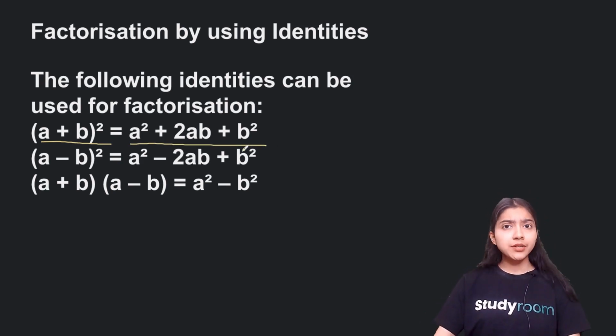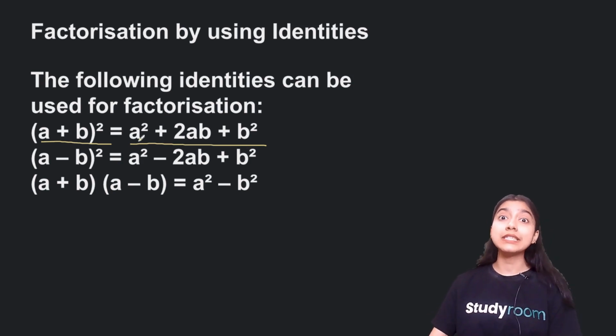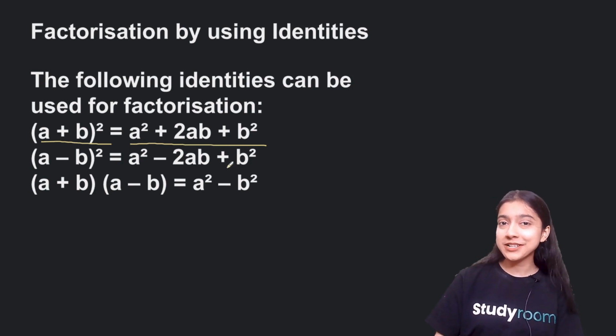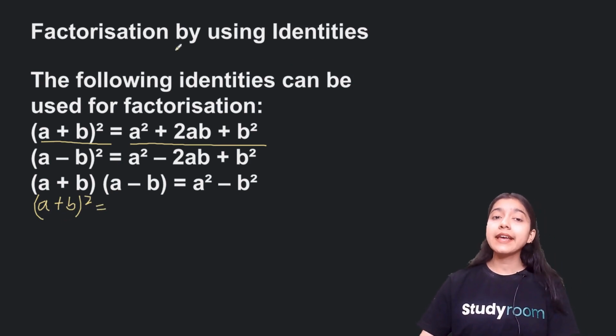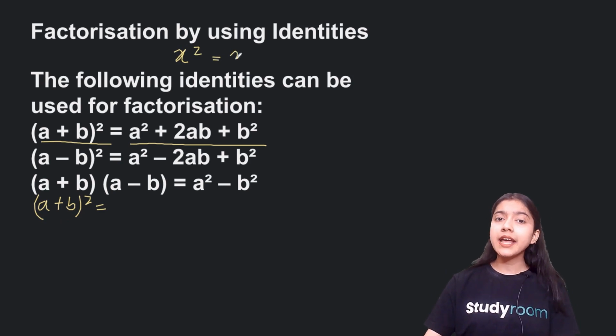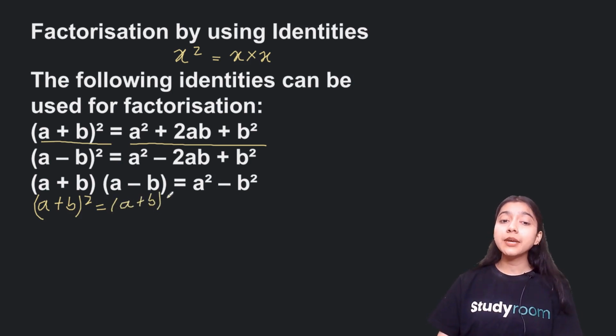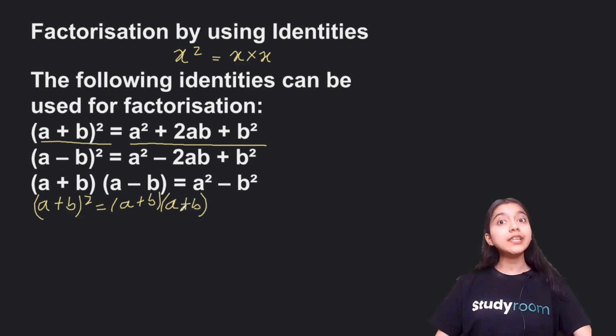Now you'll be telling, Madam, why do I believe that (a + b) whole square is equal to a square plus twice ab plus b square? You have to believe me because I'll prove it to you and show. So we have (a + b) whole square as our first identity, which gives us a square plus twice ab plus b square. Now, when I say x square, it can also be written as x multiplied with x. So in a similar way, (a + b) whole square can be written as (a + b) multiplied with (a + b), because (a + b) whole square means a + b is multiplied with itself two times. That means (a + b) multiplied with (a + b).